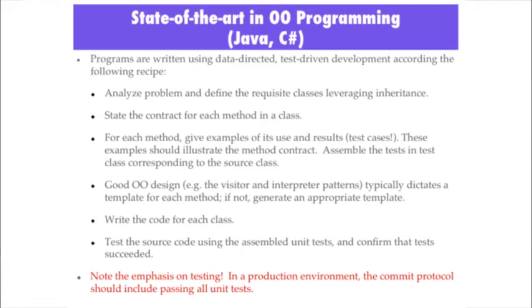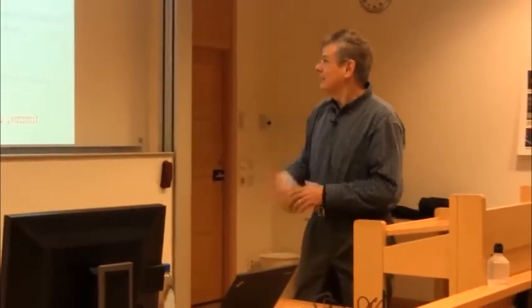Then you've got to state a contract for each method that you have in a class, and then for each method you need to give examples. So how is it going to behave? And you actually would like to assemble these examples in a little class, a JUnit test. And so if you're following this recipe, you're writing the test class before you've even written the class that it's testing.